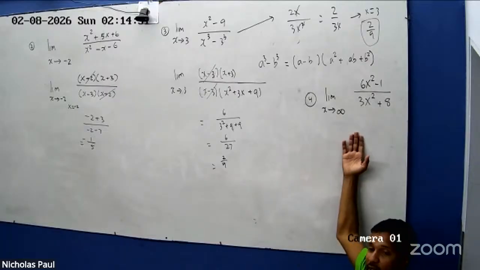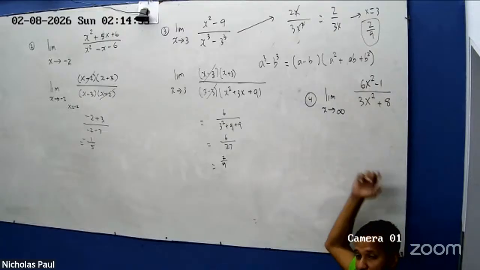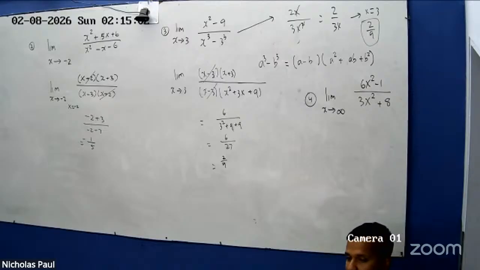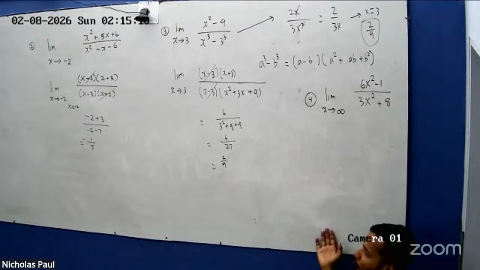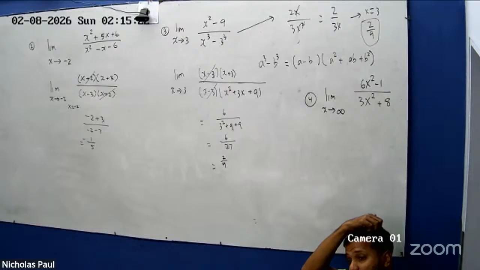Right, try this one. If it's not factorizing, then what do you do, Joseph? If it can't factorize, what do you do? Divide by the high power, right? Every term by the high power. Right, we have one more little thing to do in this. Alright, so we will continue, right?